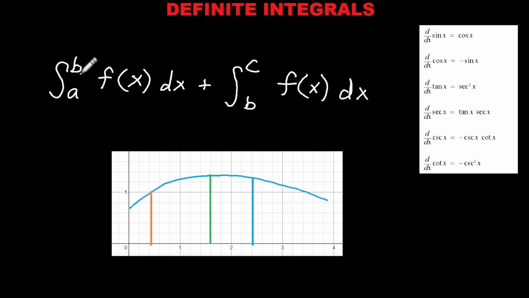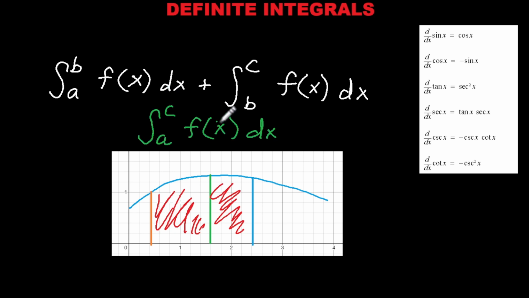For this property, it's saying that if I find the integral from a to b of some function f of x dx, that would be the area under this part over here. And then I find the definite integral of f of x dx from b to c, that would be finding the area under here. If I was to add these two integrals together, they would be the same as the integral of that function from a to c, which is the area of both of them put together.